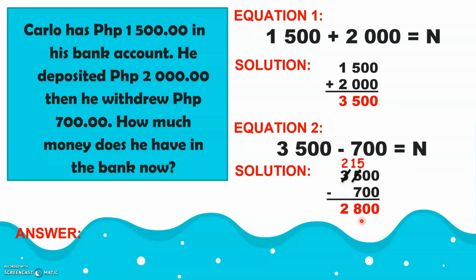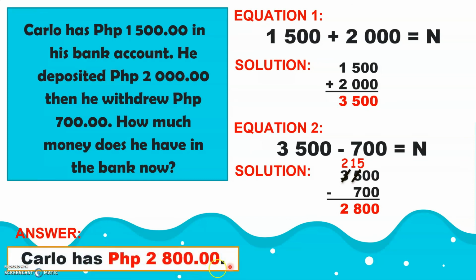And last one is the thousands place. So, we only have 2. So, we'll just bring down 2. Then after that, we will now have our final answer. And the final answer is Carlo has 2,800 pesos.